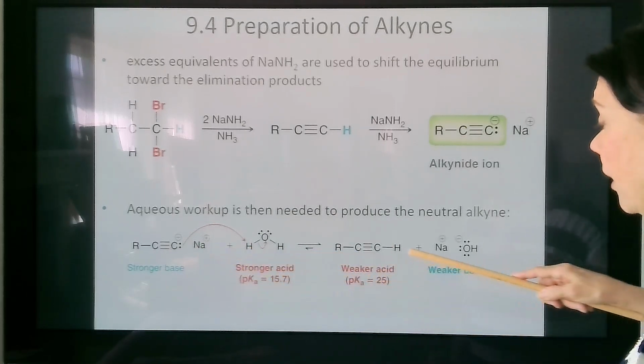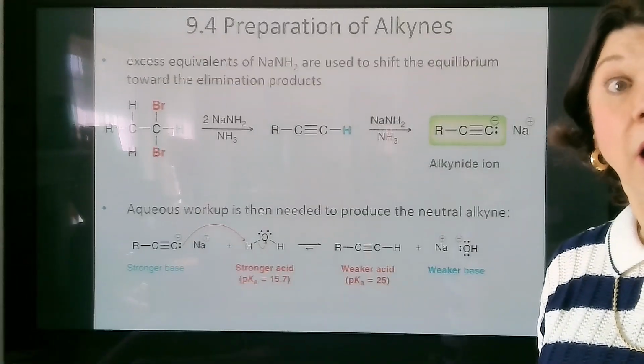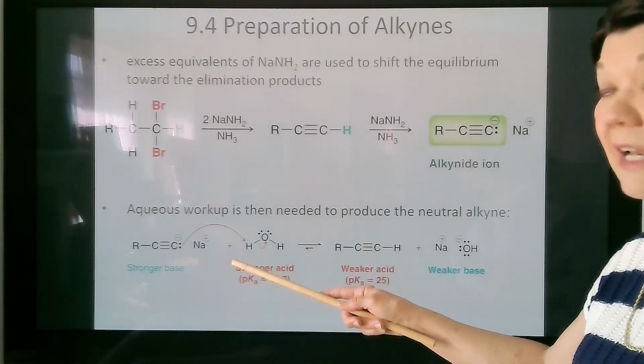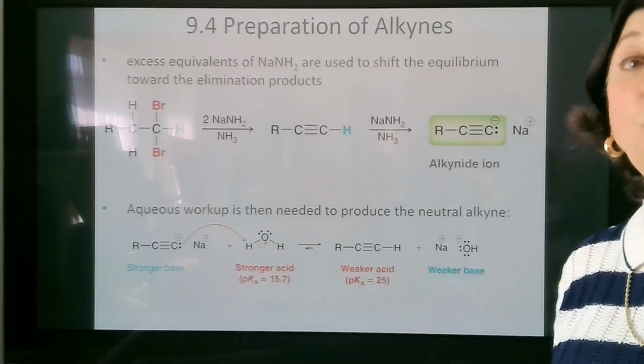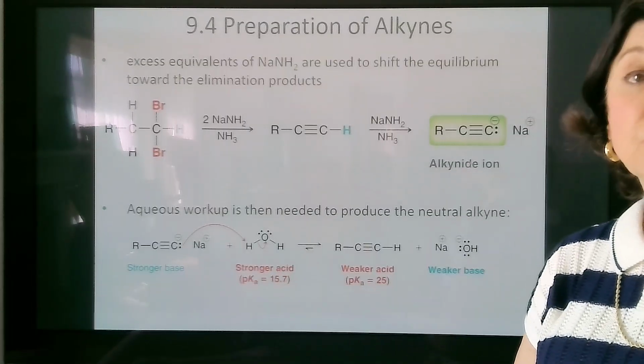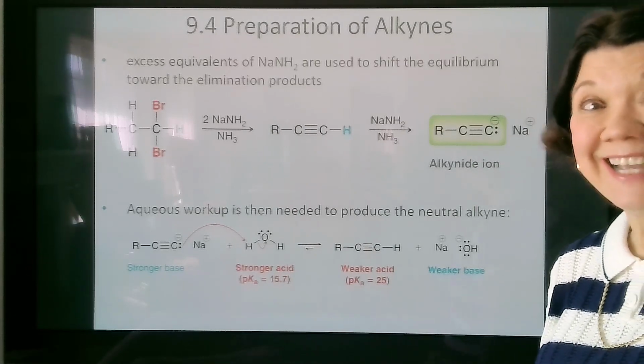Often this sort of reaction is just included in a general phrase called workup. Often in a synthesis, they won't even show this. They won't even show the water. They'll just use the term workup, and you're supposed to know what that means.